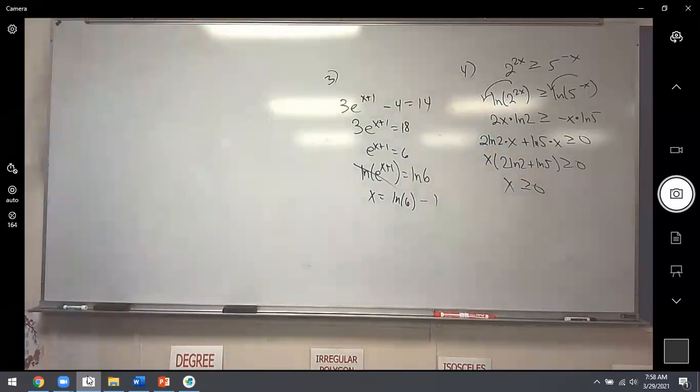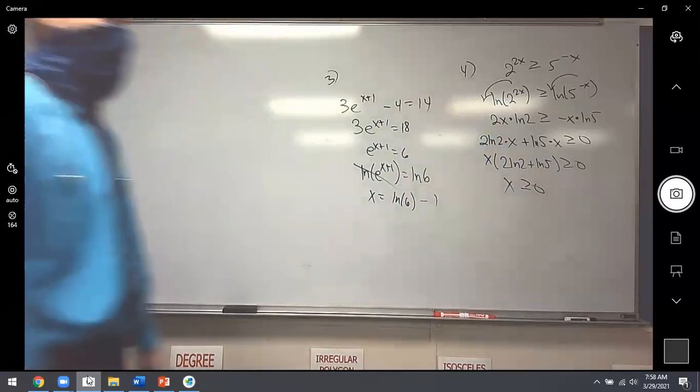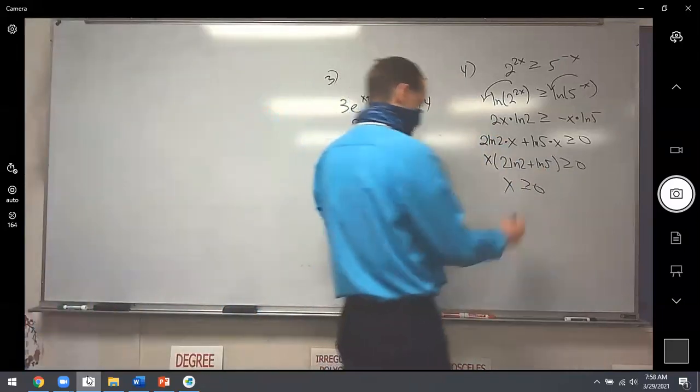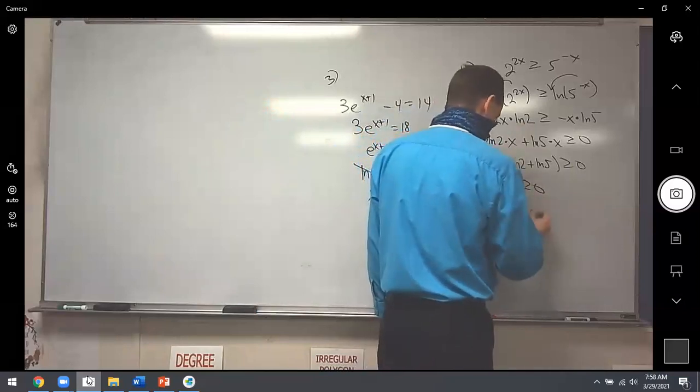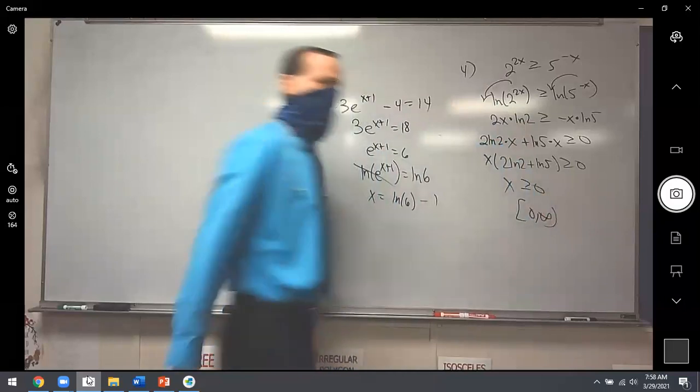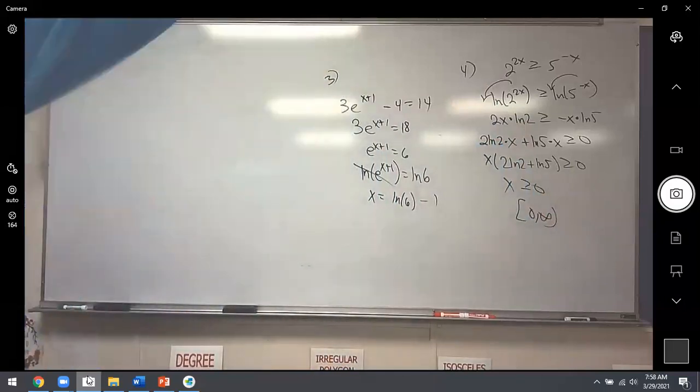All we're doing is looking for the x's that are greater than or equal to 0, which in interval notation, that's what I always want. This is cute, like a middle school thing, but I always want some brackets and some parentheses. All the x's that are greater than or equal to 0 would be everything from 0 to infinity and beyond. And that's that. You guys good on that?